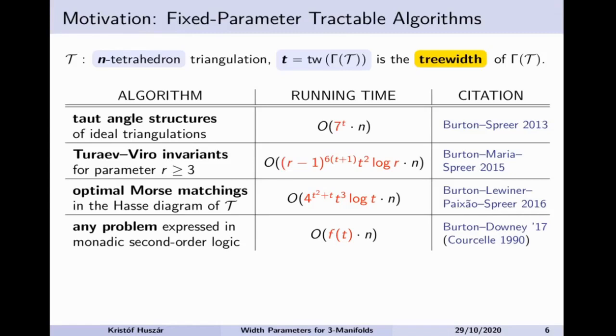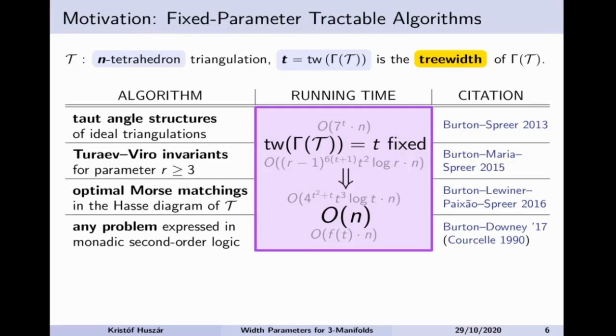So if you restrict your attention to triangulations where the treewidth is fixed or bounded, then all these algorithms have linear running time. This is why they are called fixed parameter tractable. And these results are not only theoretical results, but several of these algorithms have been implemented in software packages, and they also provide practical tools for computational topologists.